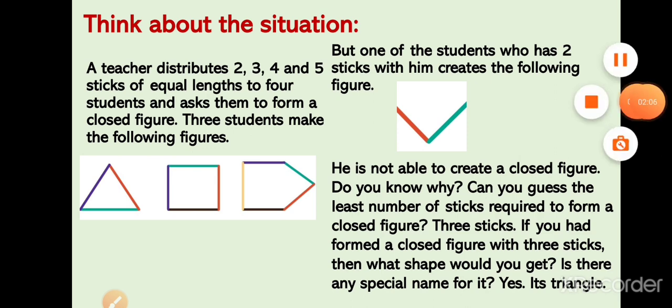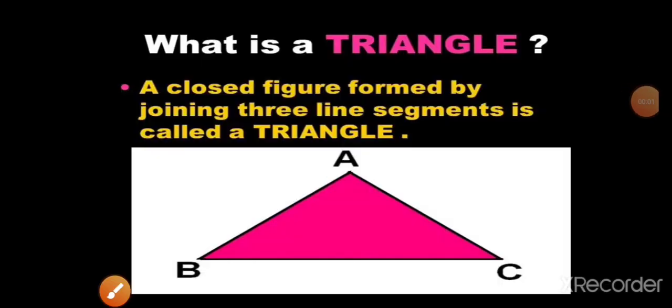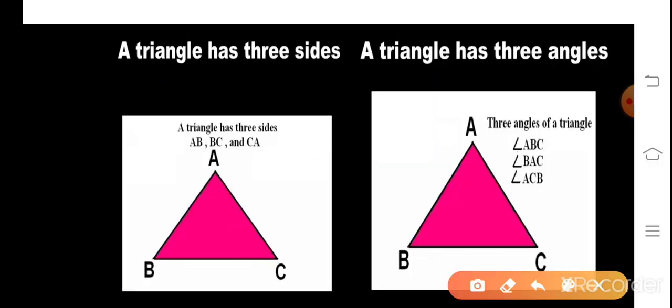I hope you understand what a triangle is. A closed figure formed by joining 3 line segments is called a triangle. A triangle has 3 sides and 3 angles or 3 vertices. In this triangle, AB is one side, BC is one side and AC is one side. These are the sides of the triangle.